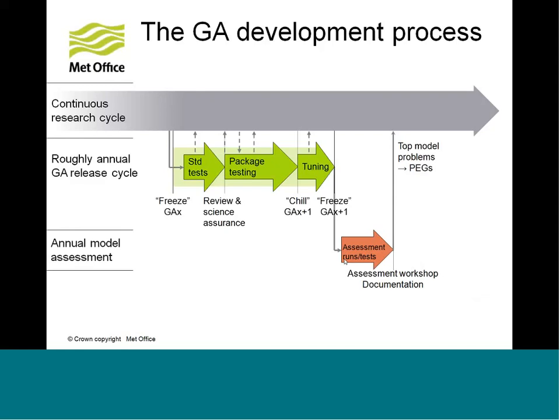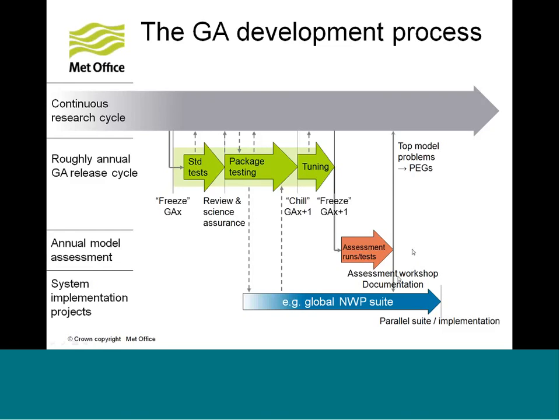We pull together the results, and at the end of this, we have a 2-day workshop where we discuss the performance of the model. At that stage, we document the results, and the final stage of the workshop is essentially to look again at these top model problems and redefine them. If some problems have now been addressed, then the peg will be closed, and if there are new problems, it will be maybe decided that there should be a new peg, and we will try and find somebody to deal with that problem.